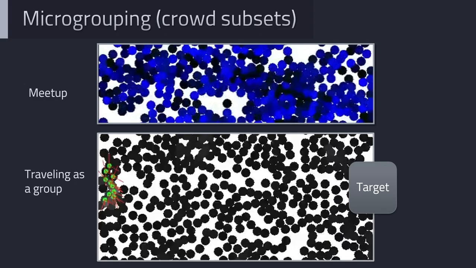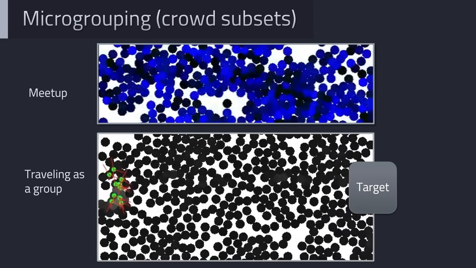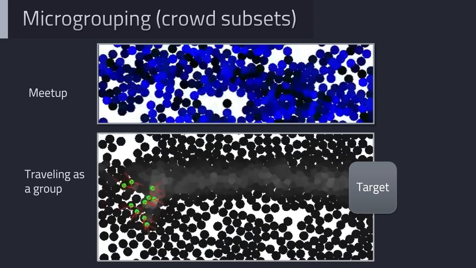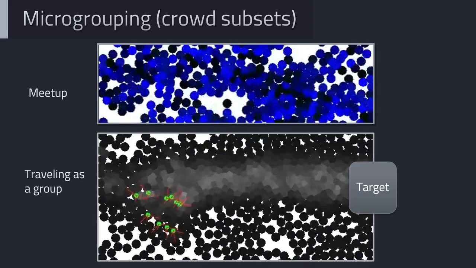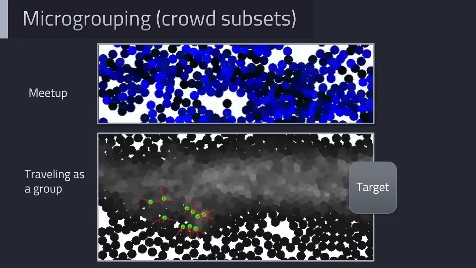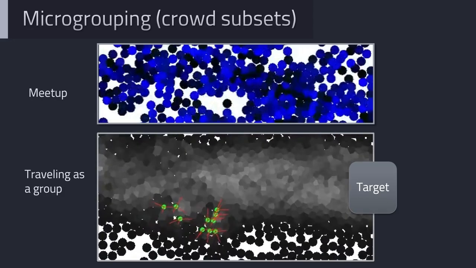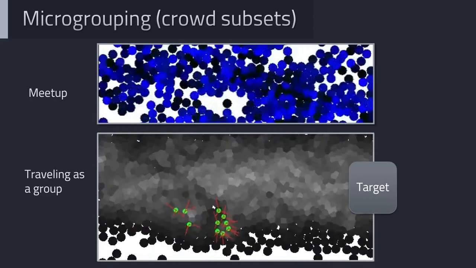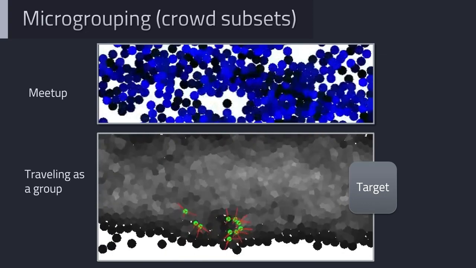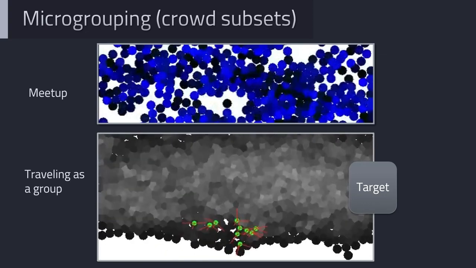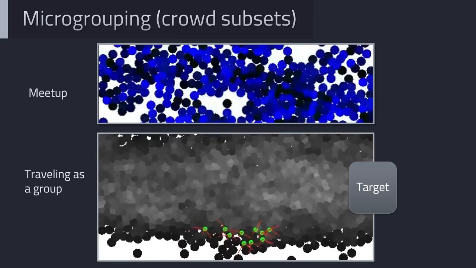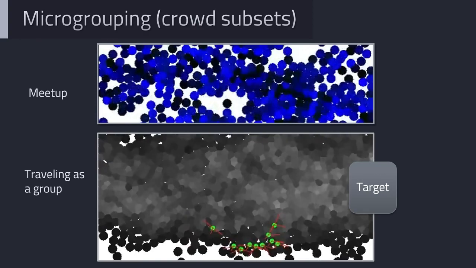Another one is looking into people that are traveling as a tiny flock, a tiny group. Again, here they also struggle to go across, but they all would also try to stay together as close as possible to each other. So if one of them lags behind, the others will wait for them.